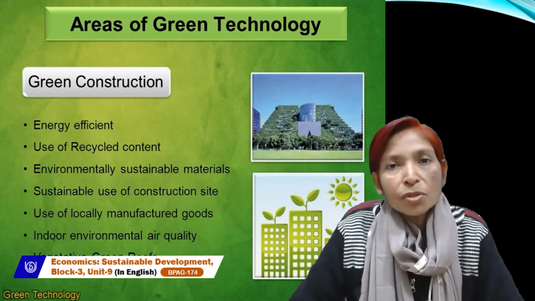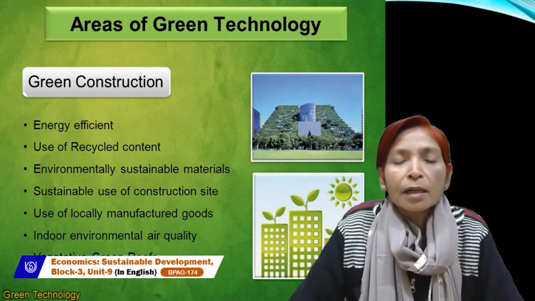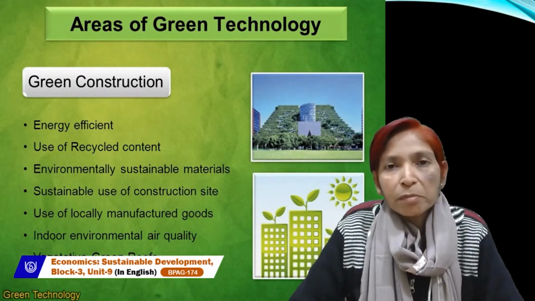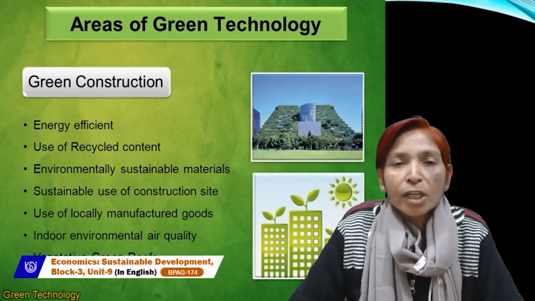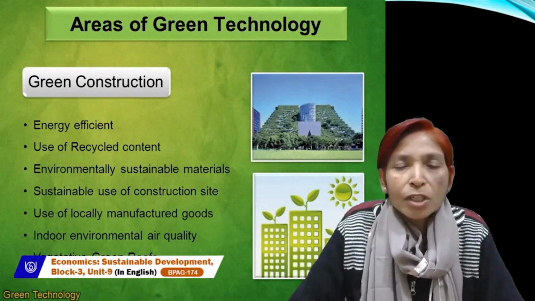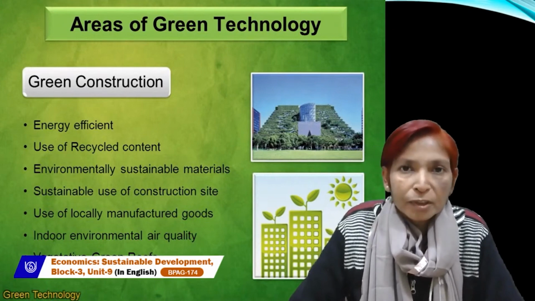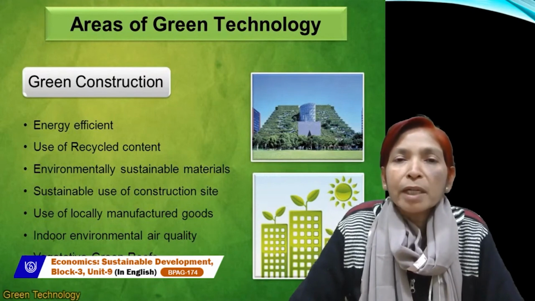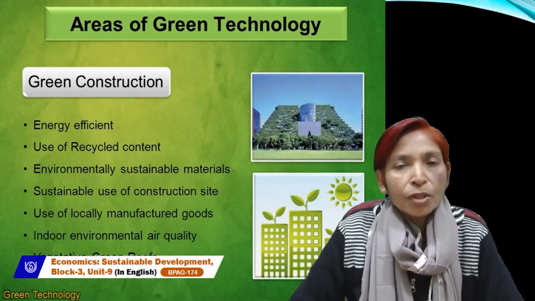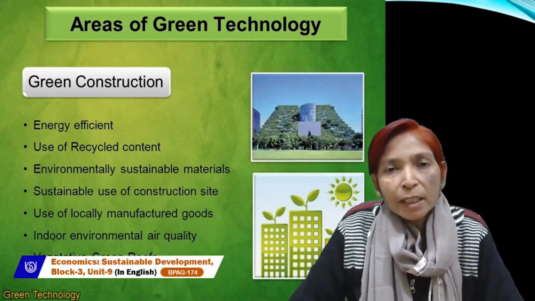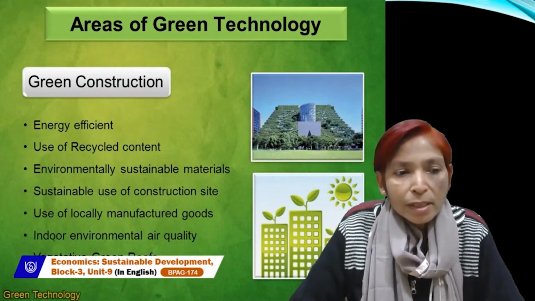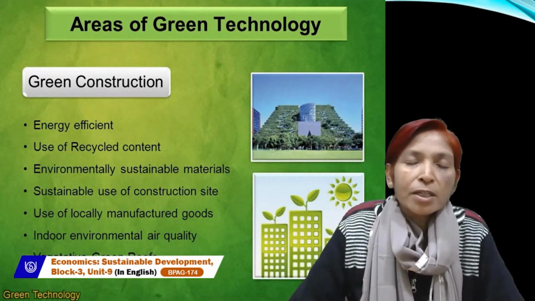Next is use of recycled contents. We should use those resources which can be recycled, which can be regenerated, which can be renewable. Next is environmentally sustainable materials. We should use those types of material for making constructions, for making buildings and houses, which are environment friendly.